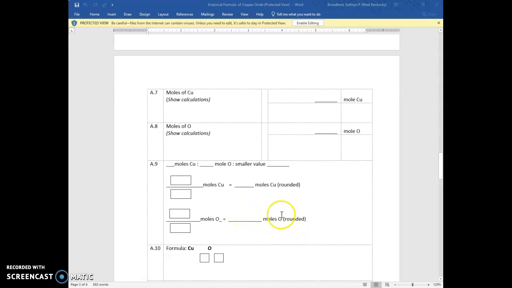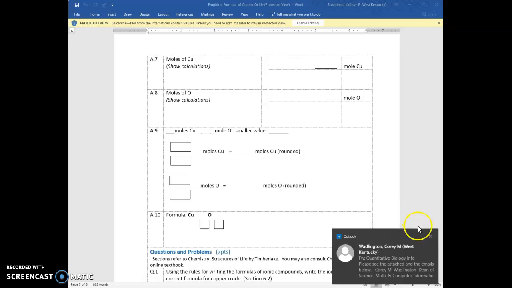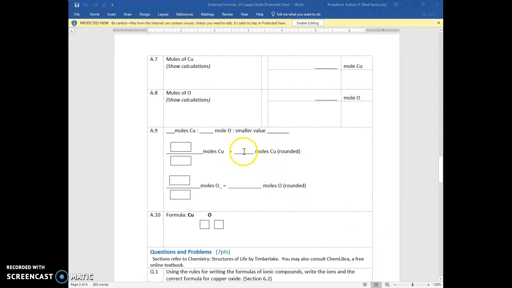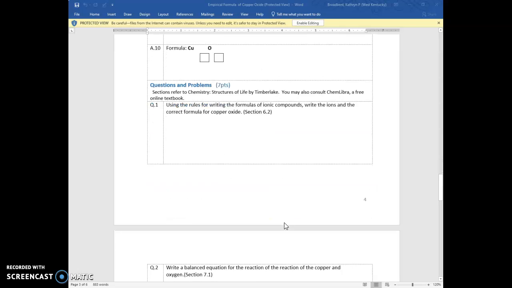When we do that, all right? So we've got the moles on the top and the smallest number underneath. Moles of oxygen on the top, the smallest of those two numbers underneath. And this will give us our formula. We can use the moles of copper and put that here, the rounded moles of oxygen, and put that here, and that'll give us our formula. Then you've got some questions and problems to answer.